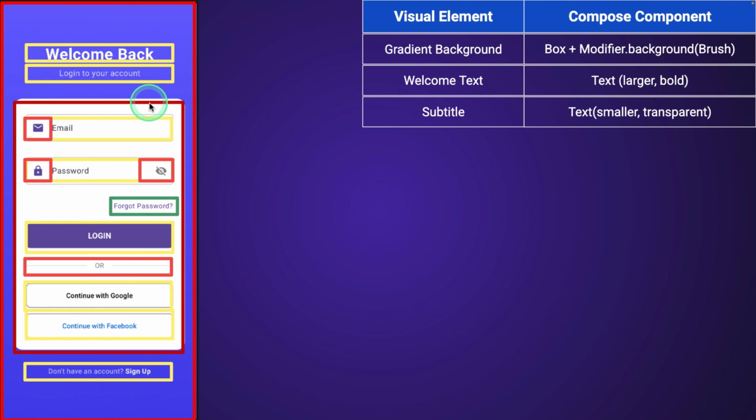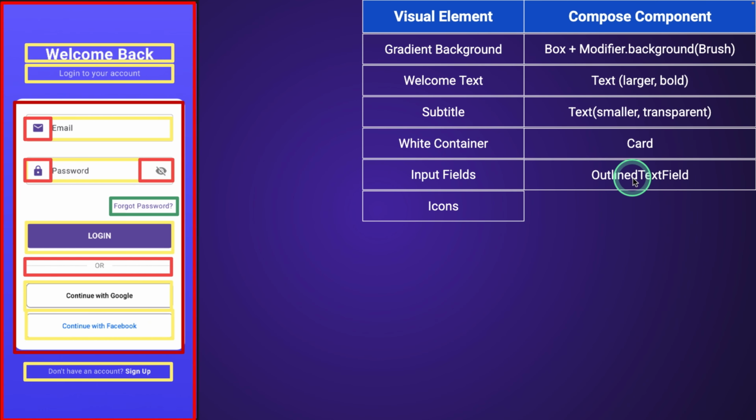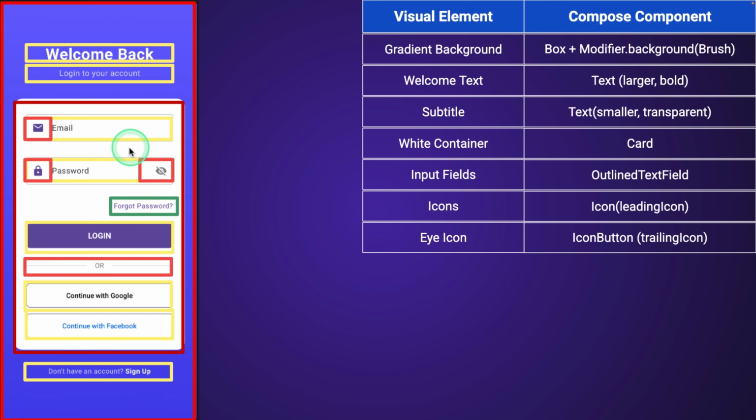And then we have this white background. We'll use the card component. Then we come to the input field. For the input field, we have the outlined text field. Then we have the icons. For the icons, you use the icon component which you set on the input field. And then we have this visibility toggle. So we have a text component here, which we can use the same text component for.